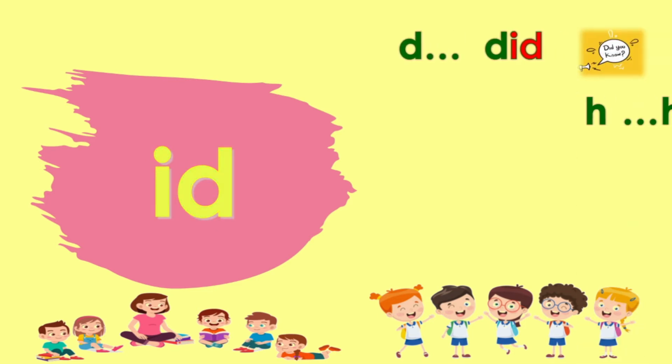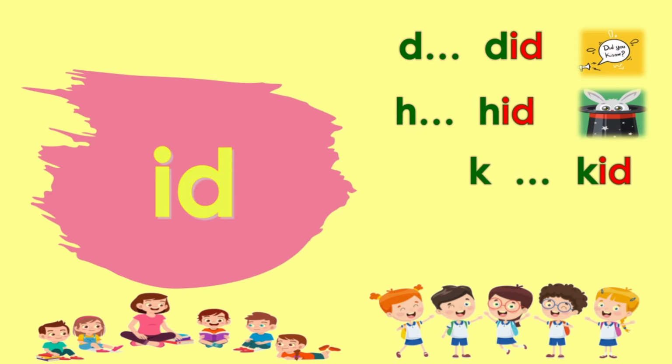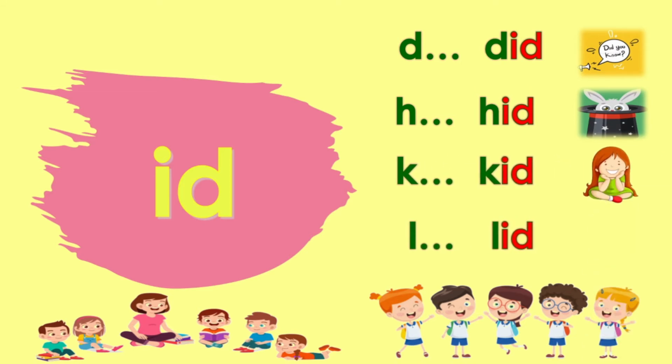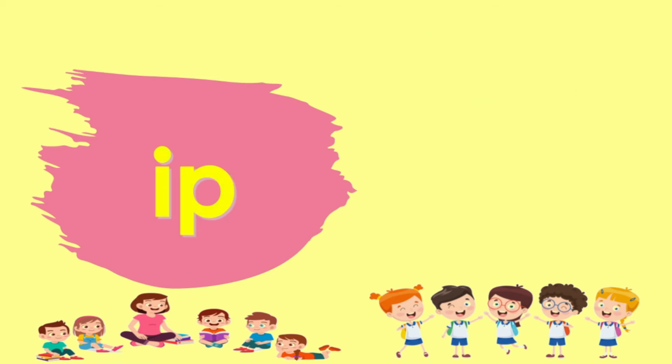Next, ID. First one, D, ID, did. Did you know? D, ID, did. H, ID, hid. K, ID, kid. L, ID, lid. These are ID words.